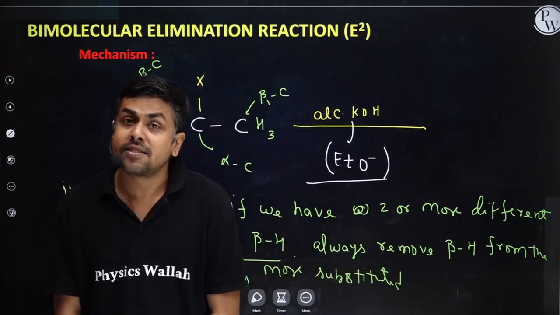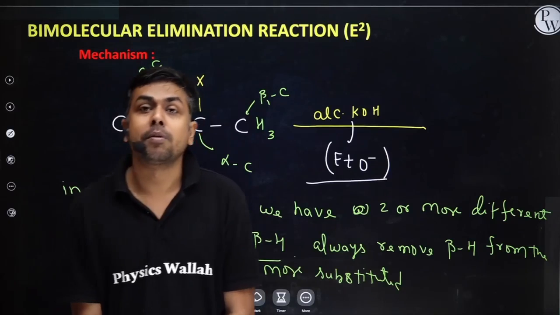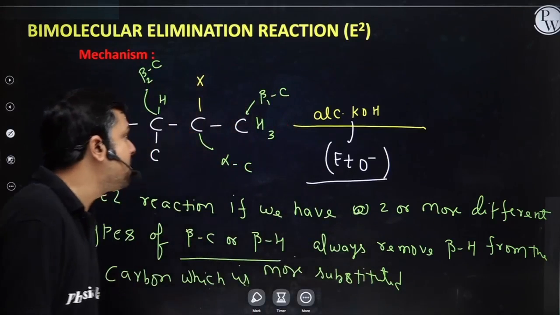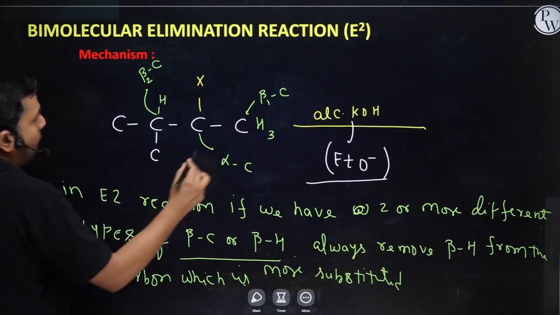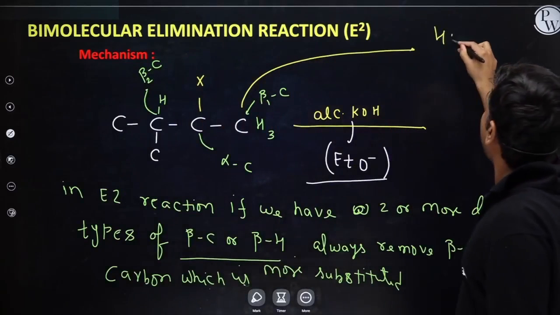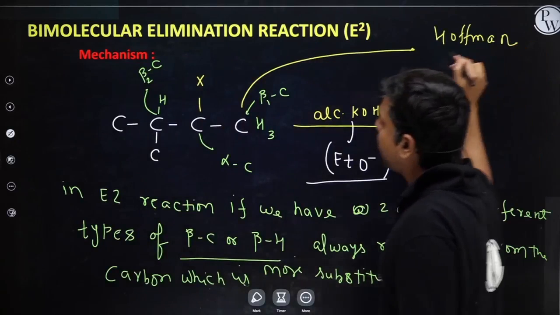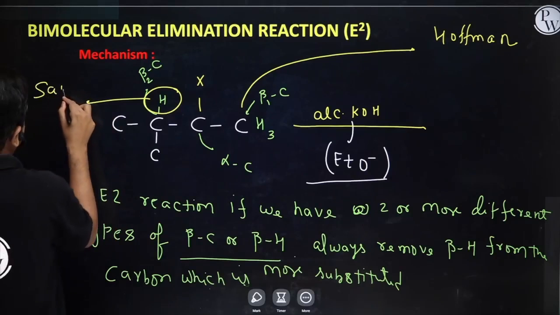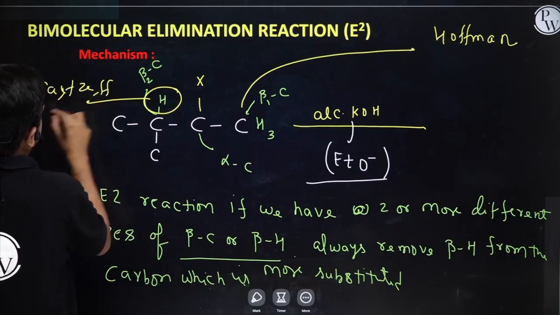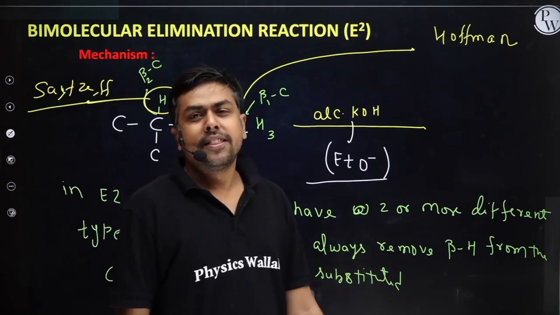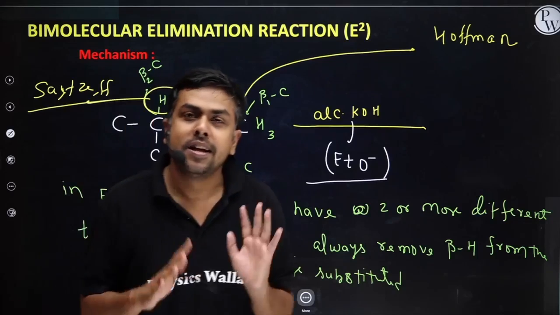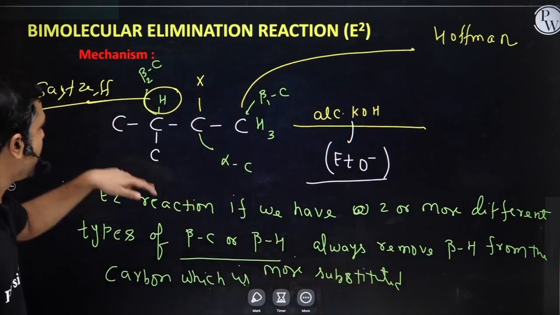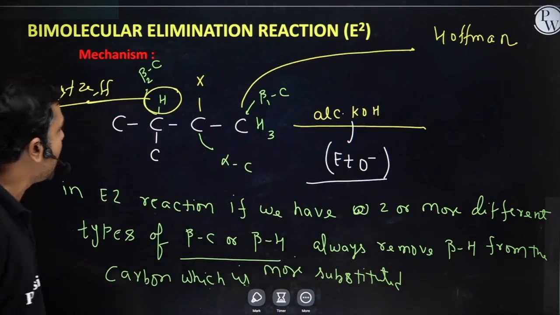will be referred to as Zaitsev product. If I am going to remove beta hydrogen from less substituted carbon, in that case I am going to get Hofmann product. So if I remove hydrogen from beta 1 carbon, in that case I will get Hofmann product. If I am going to remove hydrogen from beta 2 carbon, I am going to get Zaitsev alkene. Am I clear, students? In general, if the base is not that bulky, always form Zaitsev alkene. Am I clear? Okay, so this alcoholic KOH is going to snatch hydrogen from beta 2 carbon.